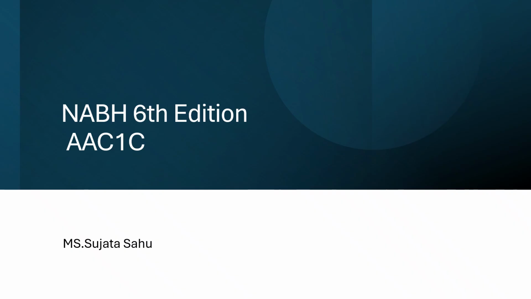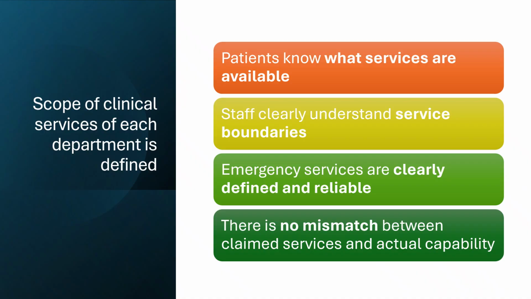Today we'll see AAC 1C, which states that the scope of clinical services of each department is defined. Patients should know what services are available in the hospital. So each department's scope of services is to be defined and displayed. Staff should clearly understand the service boundaries the hospital has, whatever services are available and whatever services are not available.